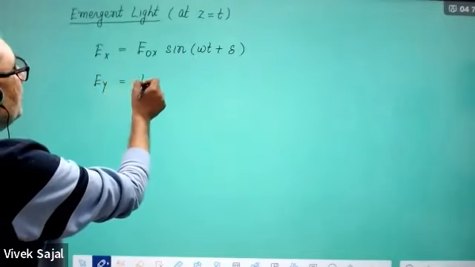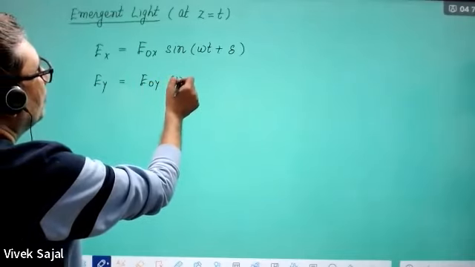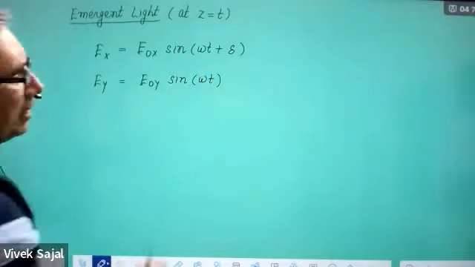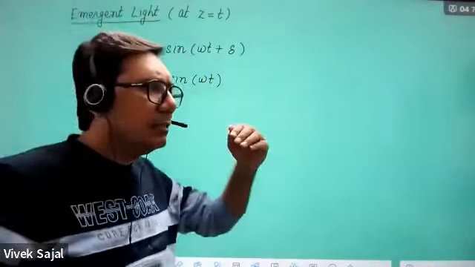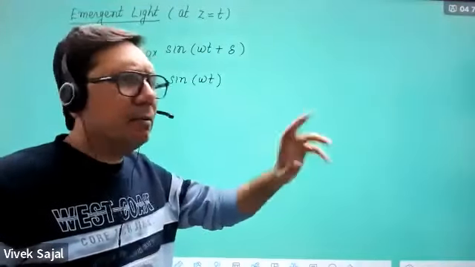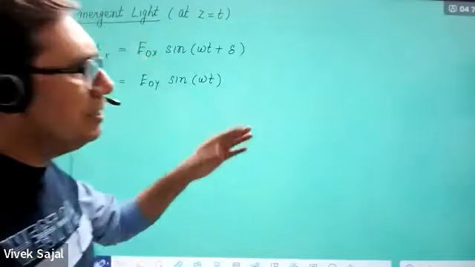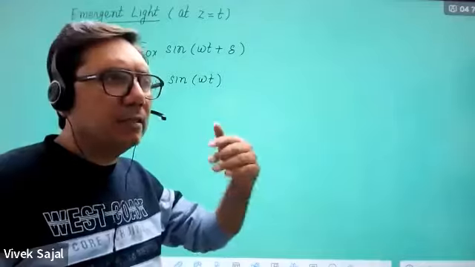EY, that will be E naught Y sine of omega T. So this will be the emergent light. Here, when EX and EY are in the air, they will behave as ordinary light. Both E-ray and O-ray will start behaving as ordinary light.